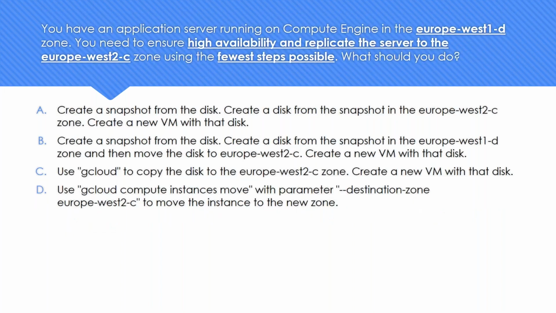On virtual machines only. So you have an application server running on Compute Engine in Europe West 1, Belgium D zone. You want to ensure high availability and replicate the server to West 2, so London, if I'm not wrong. From Belgium to London, you need to have a copy, replicating the server using the fewest steps possible. It should be in very few steps, quickly. The whole purpose is you want to quickly replicate it. How will you do it? So your time starts now.